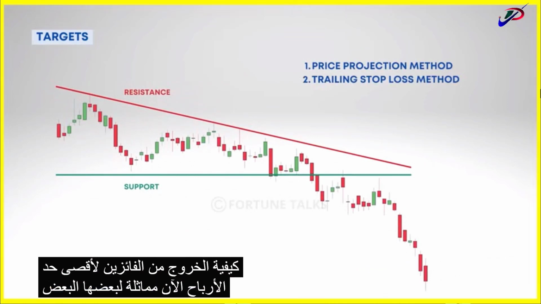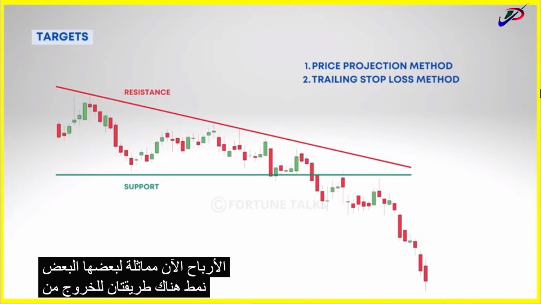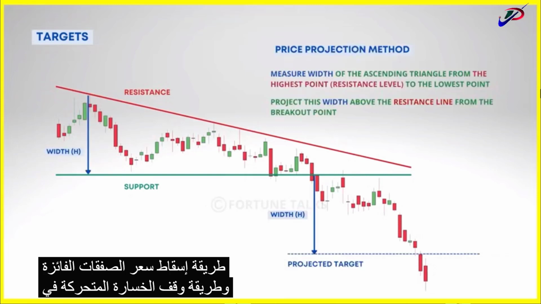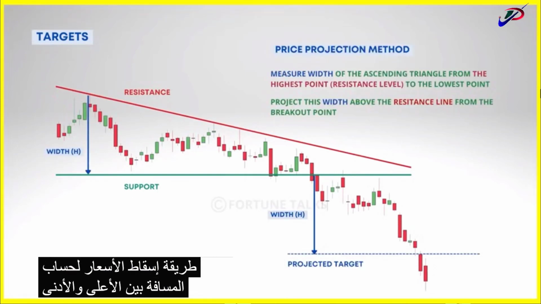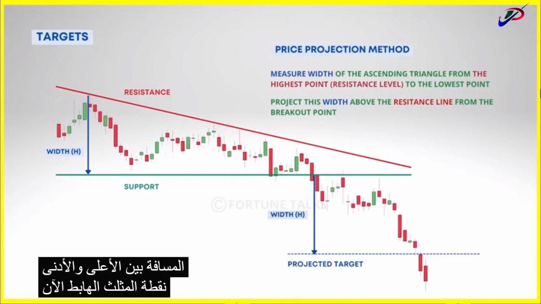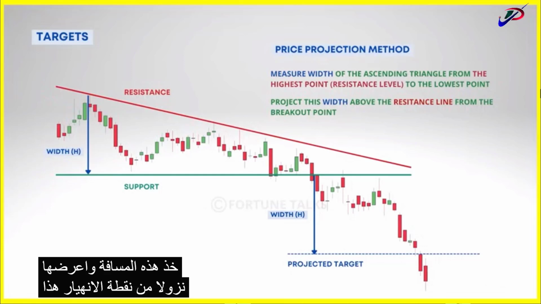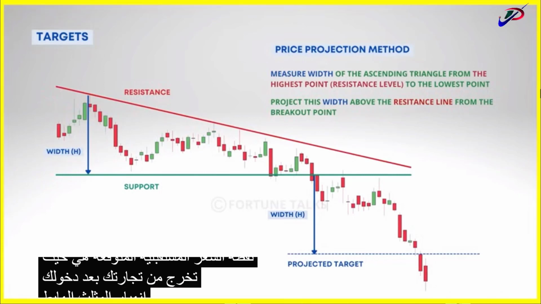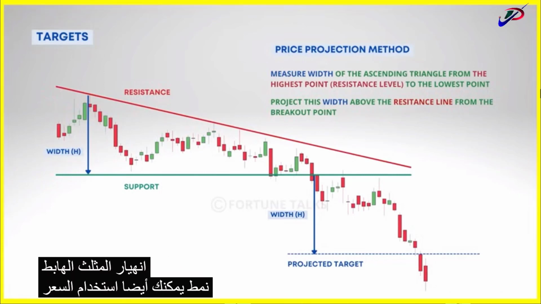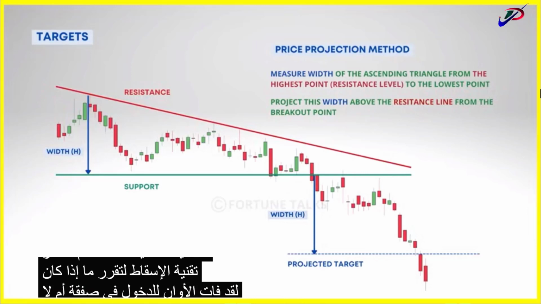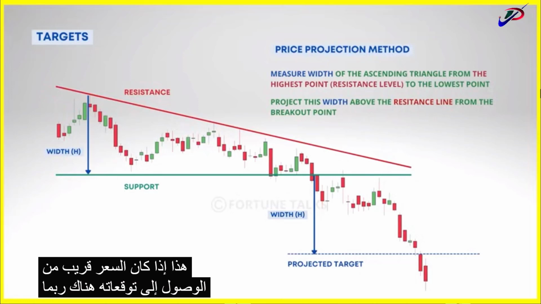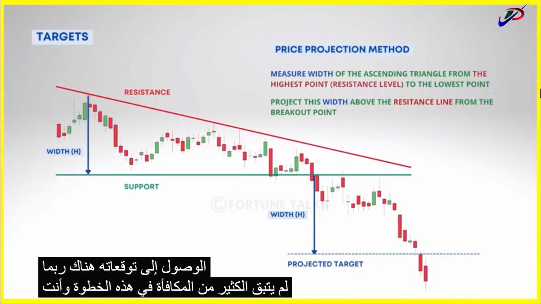Now similar to every other pattern, there are two ways to exit the winning trades: price projection method and trailing stop loss method. In the price projection method, calculate the distance between the highest and lowest point of the descending triangle. Now take this distance and project it downwards from the breakdown point. This projected future price point is where you exit your trade after you enter a breakdown of the descending triangle pattern. You can also use the price projection technique to decide whether it's too late to enter a trade or not. That is, if the price is close to reaching its projection, there's probably not much reward left in the move and you might want to skip the trade.